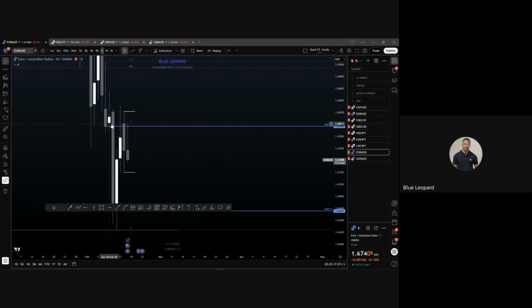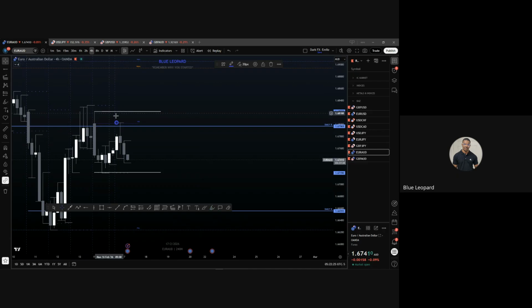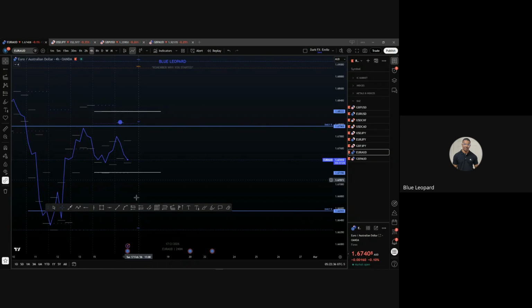Open, close, it was around here. So this is where the rejection started. We're gonna go on H4 and find it again. Here, you see, this is where we started the reaction. And do we have any break of structure on H4? Break of structure, I mean the key level.